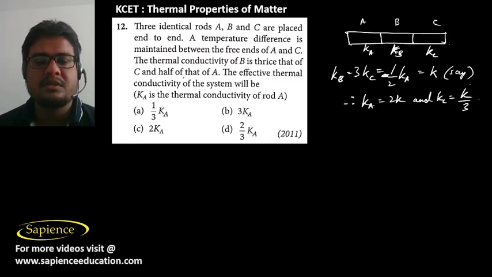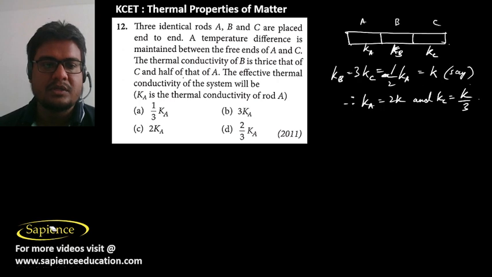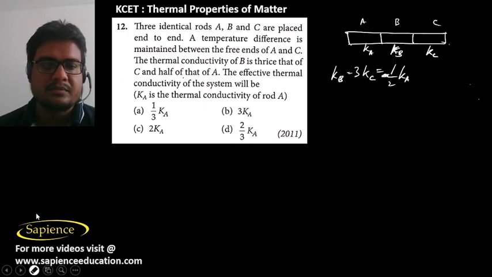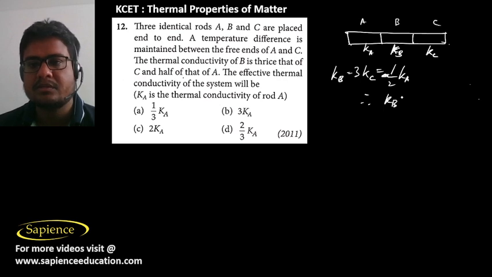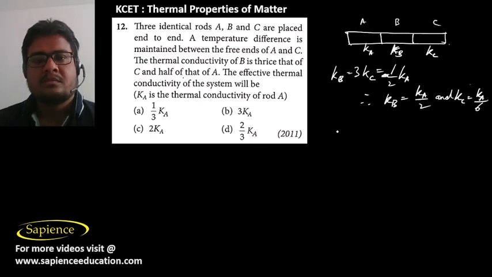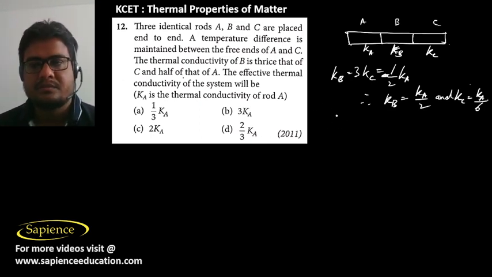We have to find the effective thermal conductivity of the system, and we have to express it in terms of KA. So we can't take it in terms of KB and KC; we have to write KB and KC in terms of KA only. Therefore KB is equal to KA by 2, and KC is equal to KA by 6.